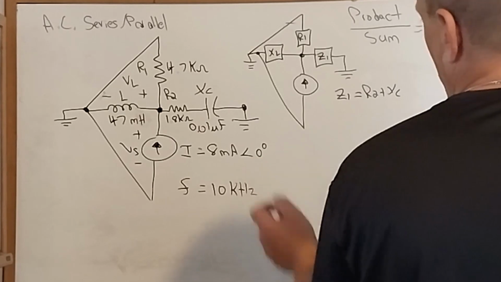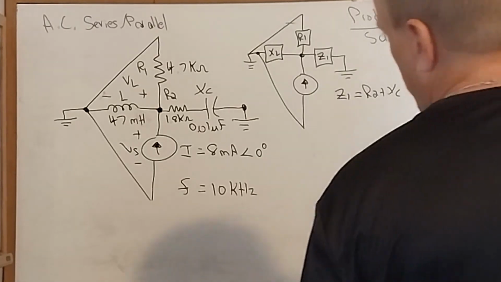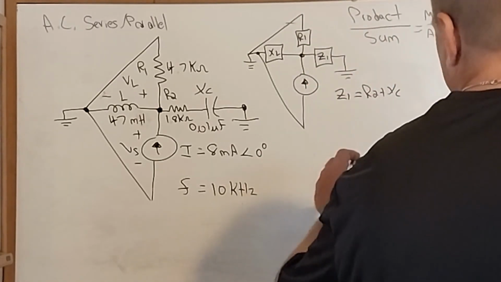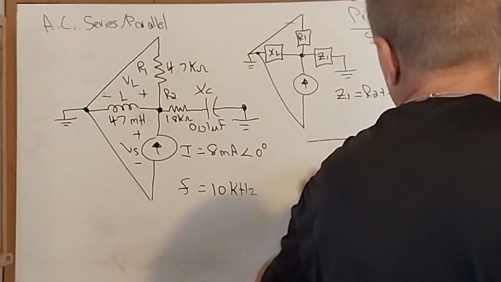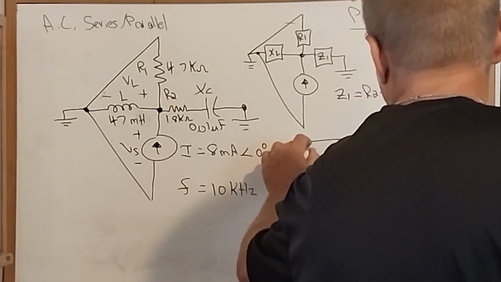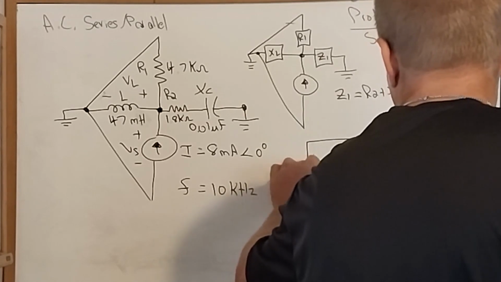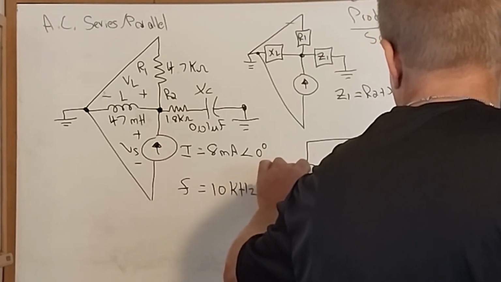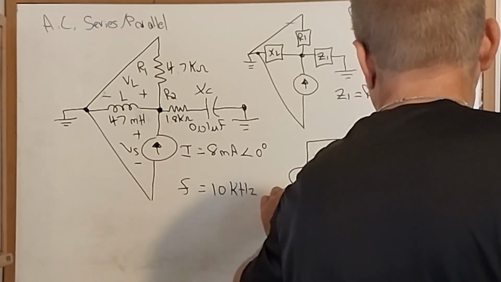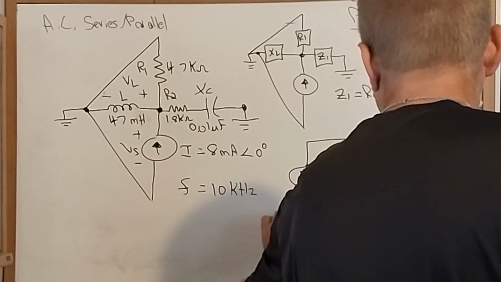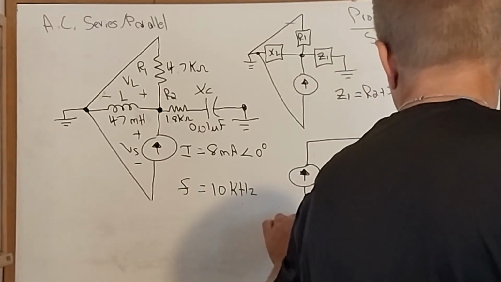But let's redraw this so that it's a lot easier to understand. Notice this is the same point for all these elements, so let's just make that the top line. Now from here I'm going to go down and make that the source. All right, and our ground is right here. That's our next point, so I'm going to make that the bottom line.